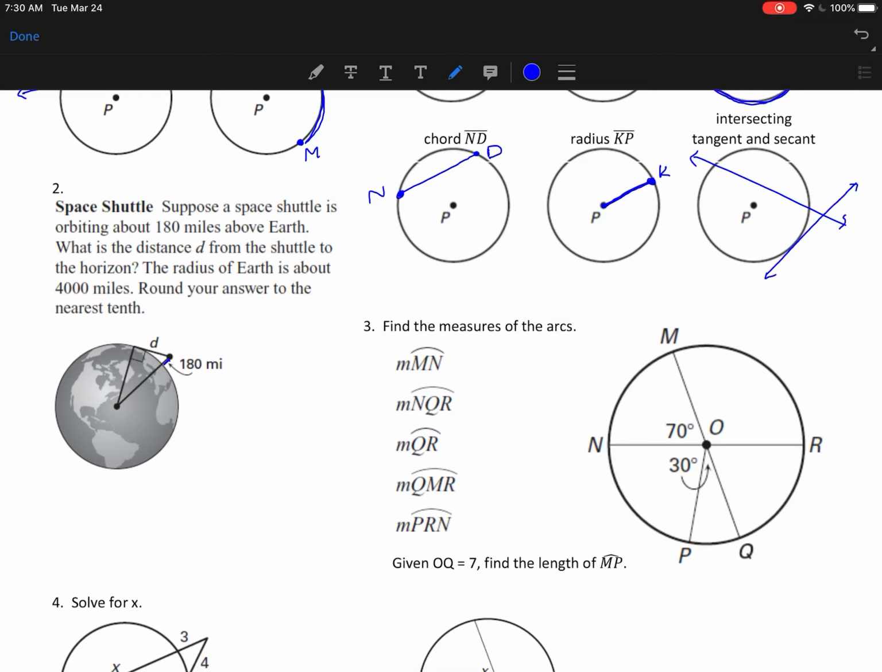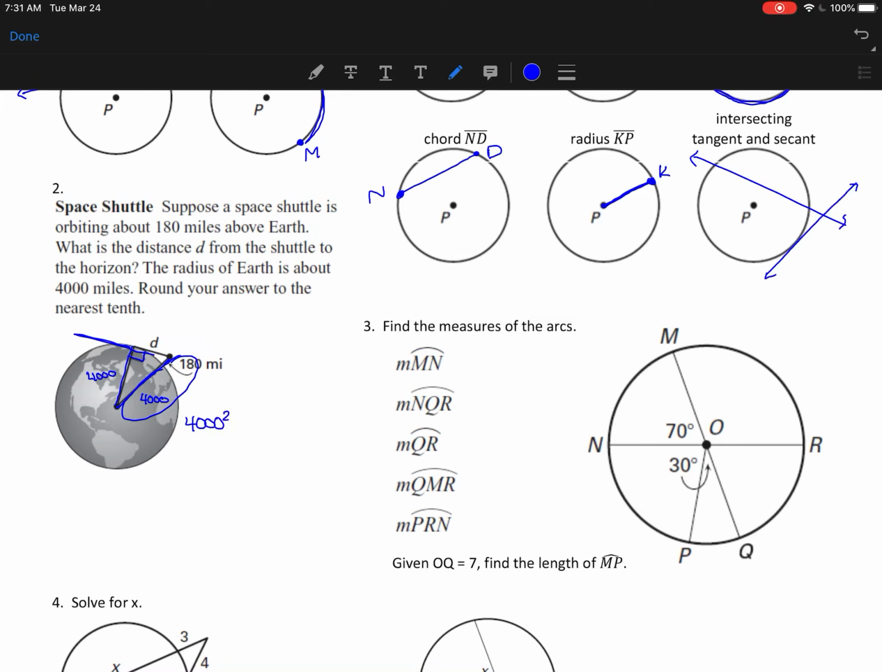So this little distance right here is 180 miles. What is the distance d from the shuttle to the horizon? The radius is 4,000. So from here to here is 4,000, and also from here to here is 4,000. And we know that since that's a tangent line, this is going to be a right angle. So we're going to use the Pythagorean Theorem. So this is the hypotenuse, yeah?